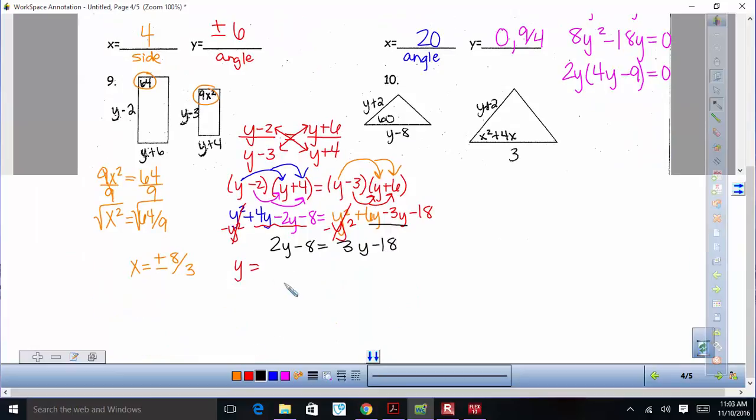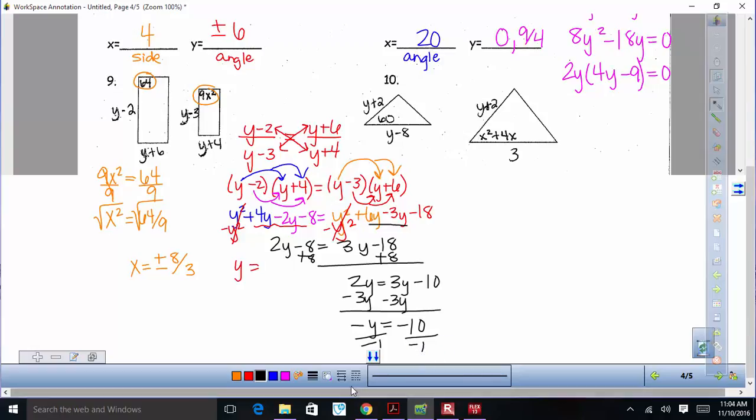Okay, so from there, what would y'all want to move? You want to move 8? So we're going to add 8 to both sides. That's going to give me 2y equals 3y minus 10. What would we move now? I would subtract 3y. That would give me a negative y equals a negative 10. Can I have a negative y? No. Nope. So I divide both by a negative 1, and y equals 10.